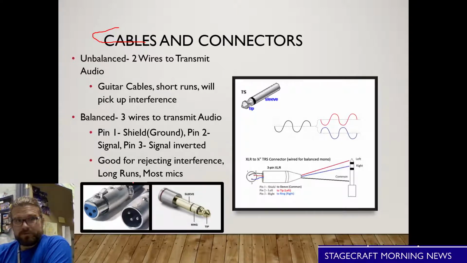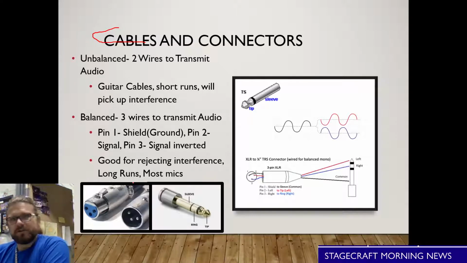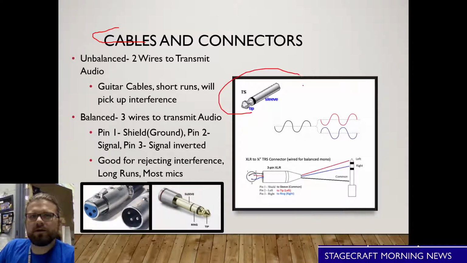There's unbalanced and balanced. The easiest way to describe the difference between the two is unbalanced is going to use 2 wires to transmit the signal, and balanced is going to use 3. So if you're ever wondering whether something is balanced or unbalanced, if it's only got 2 things to connect it, it's definitely going to be unbalanced. So look at this one right here. Where'd my pen go? There it is. This is a TS, or a tip sleeve connector.